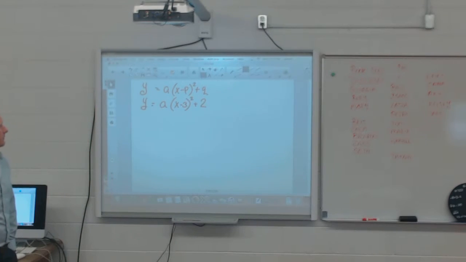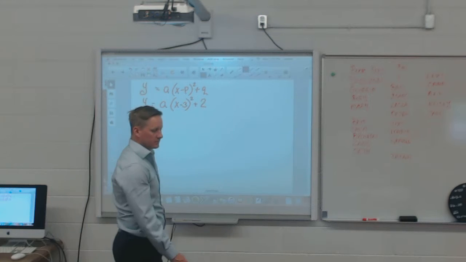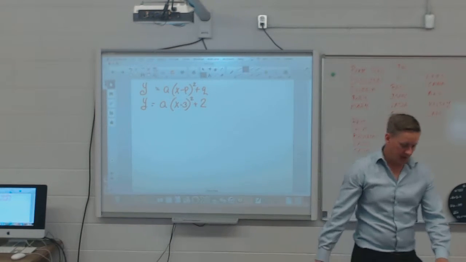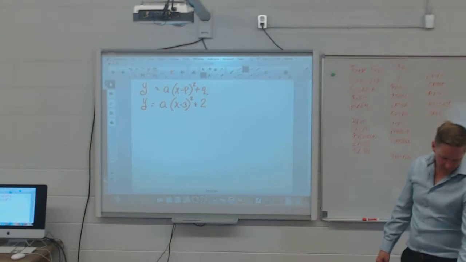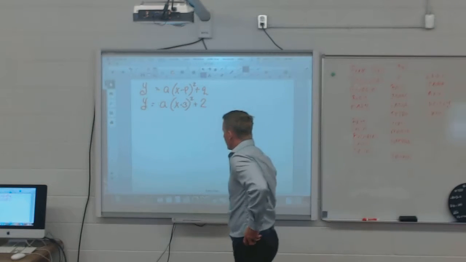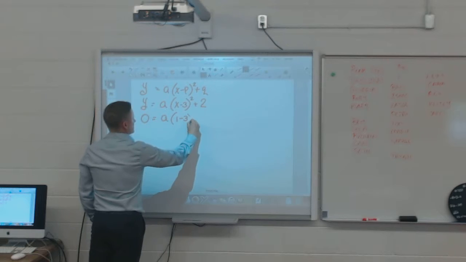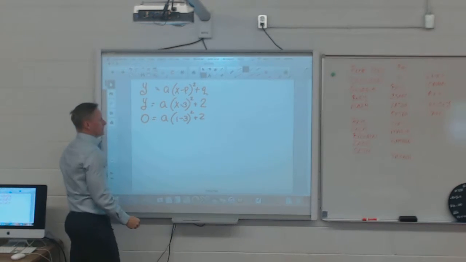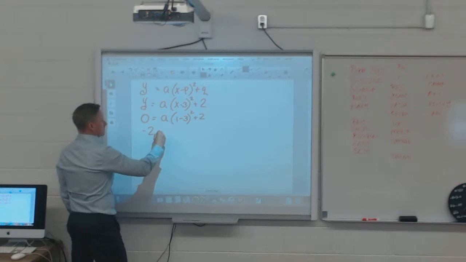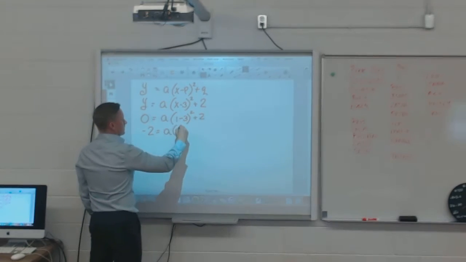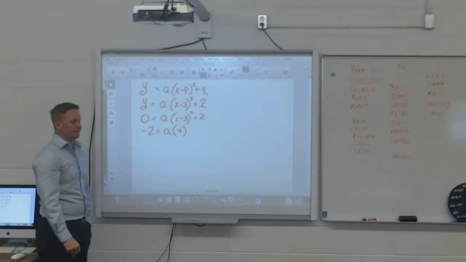Okay? So what's the next value that I have to find? Your a value. My a, and how do I find my a value? Use the coordinate on the graph. Right. Very good. Let's look at the graph. I've got 3 values given to me, but I'll use 1 and 0. So 0 equals a(1 minus 3) squared, add 2. Subtract 2. Get that.